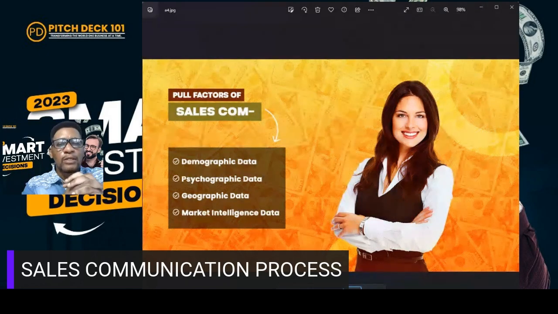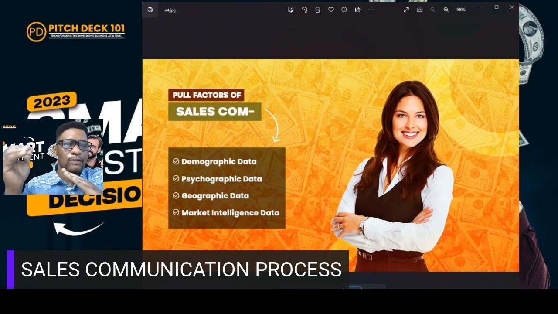So on the screen, we talk about the pull factors of sales communication. And over a period of time, over the next few days, we're going to go very deep into this. It is necessary for you to understand things like demographic data, and I'll talk about that a bit later on. You also need to take the time to understand psychographic data. It's not enough to say that you understand your target market.